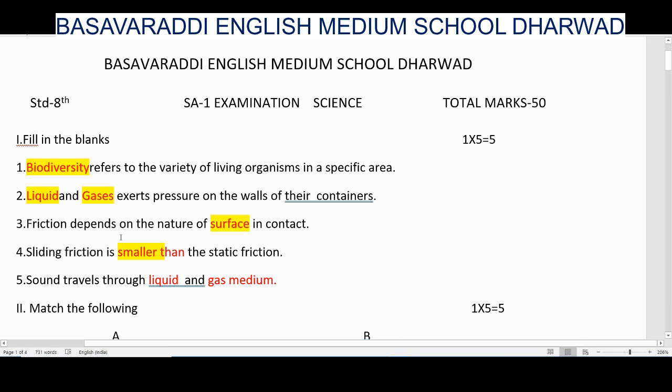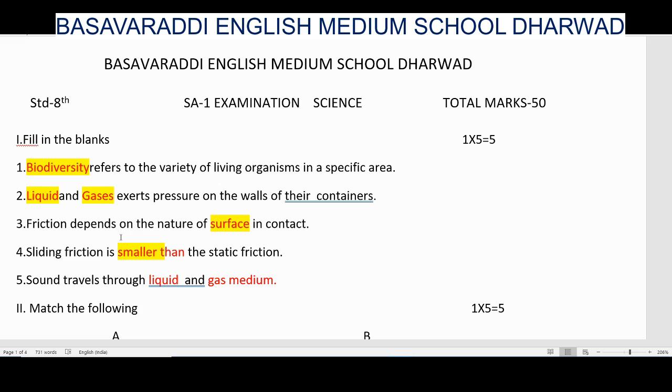Then the second one: dash and dash exert pressure on the walls of their containers. Usually the liquids and the gases are the ones which exert a lot of pressure on the walls of their containers. So if you have water in your bottle, the liquid, that is water, exerts its pressure on the walls of your bottle. The same way, the gases also.